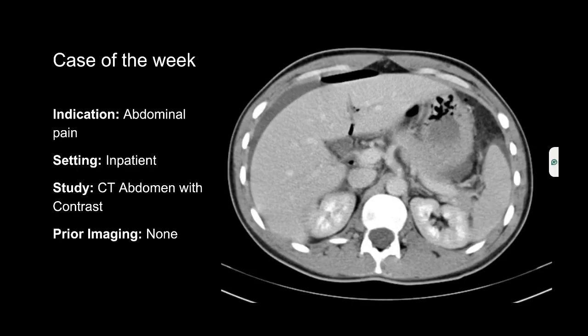So our first case for this week, our patient came in and they were complaining of abdominal pain. The setting was inpatient, so it means that this patient was already in the hospital for some reason. We're not exactly sure why. The imaging study that came in was a CT of the abdomen with contrast. There's no prior imaging on this patient right now, so what we see is what we get. So go ahead and pause the video if you want and try and interpret the CT as best as you can, and then we'll go and discuss some of the pathology together.